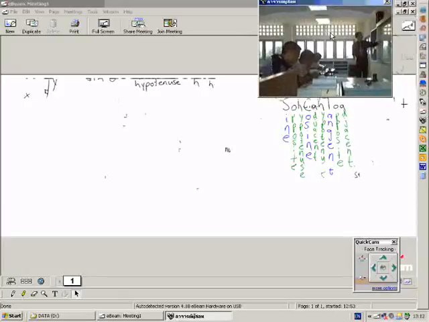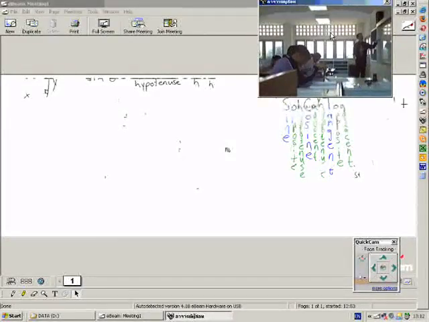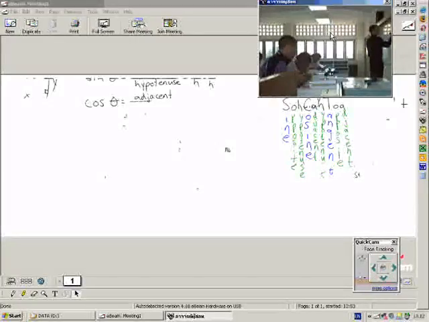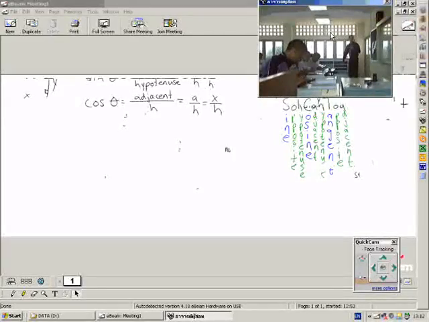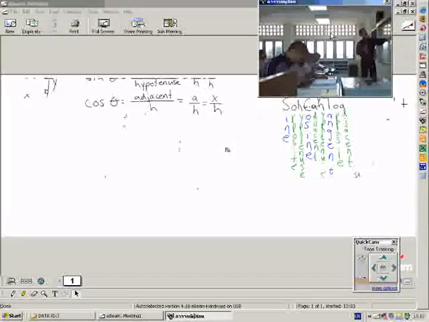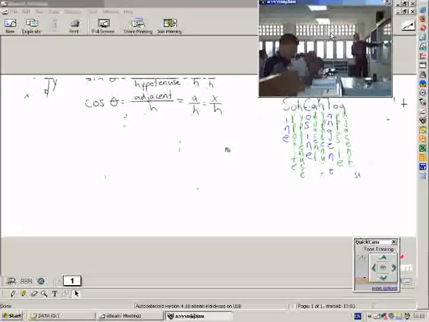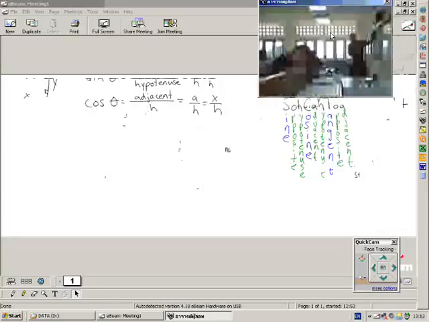The opposite side to the angle theta is Y, and of course the hypotenuse does not change, and that is H. So Y over H is the sine of theta. Cosine of theta: cosine is equal to the adjacent over the hypotenuse. I'm going to abbreviate adjacent as A, so A over H. The adjacent side to the angle theta is X. So the cosine ratio is equal to X over H.